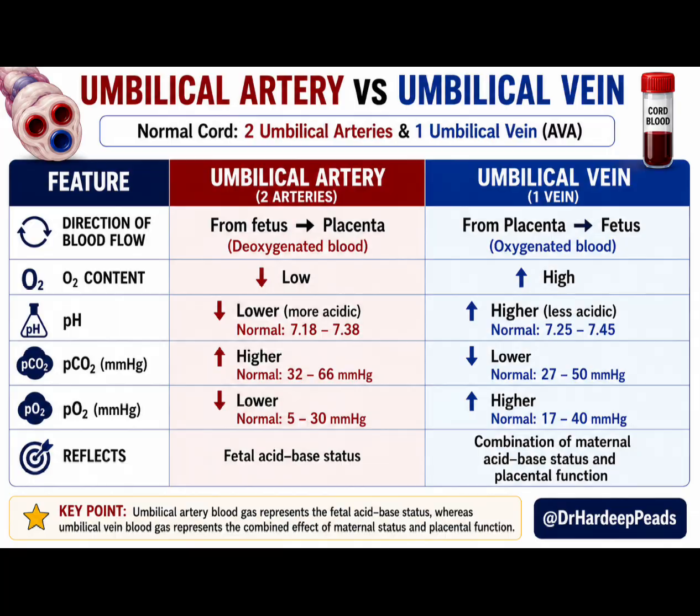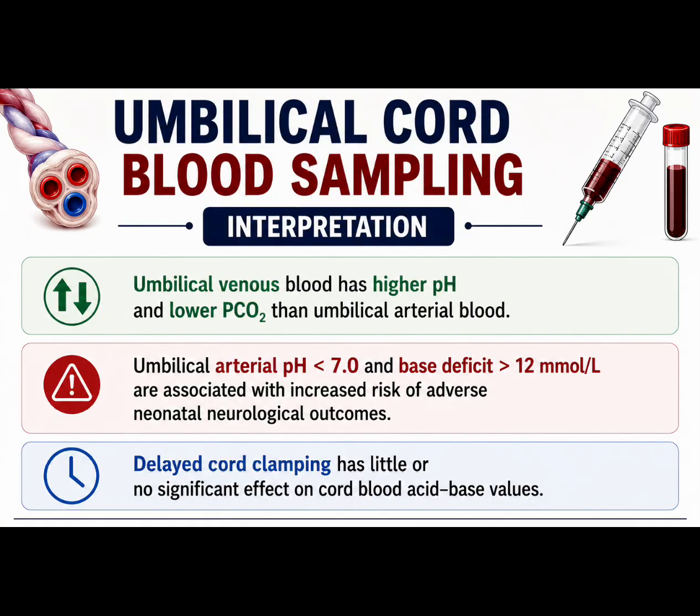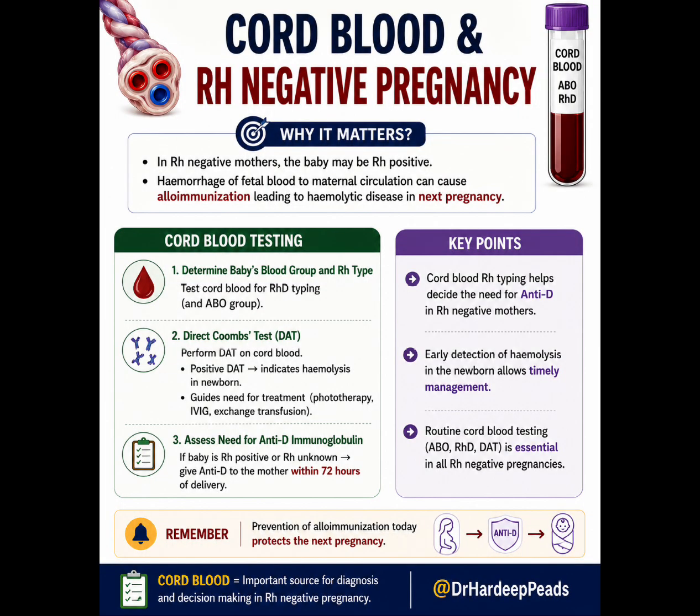Umbilical arterial pH less than 7 and base deficit greater than 12 millimoles per liter are associated with increased risk of adverse neurological outcomes. Umbilical cord blood sampling is also required in case of Rh negative pregnancy. Routine cord blood testing is done for blood group, Rh status, DCT and serum bilirubin.